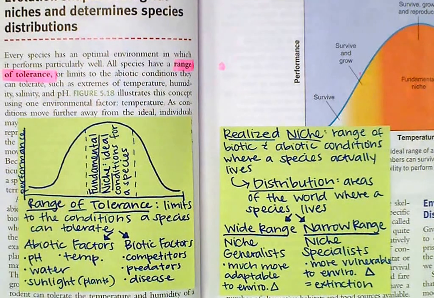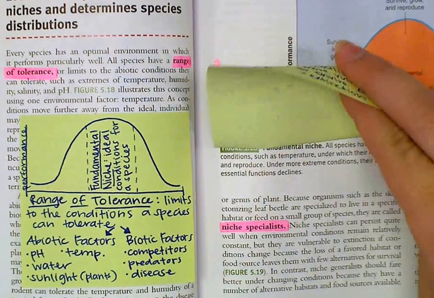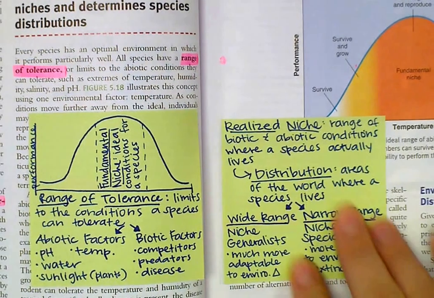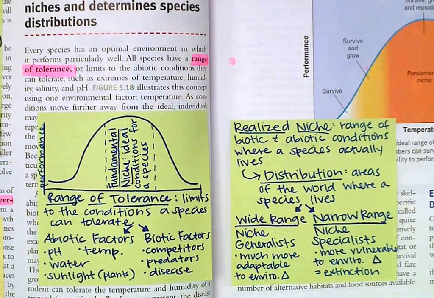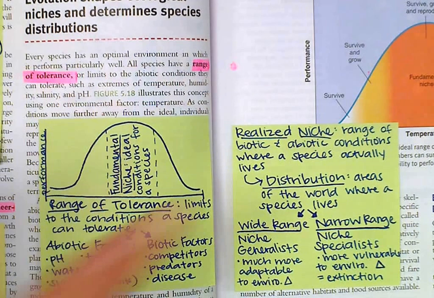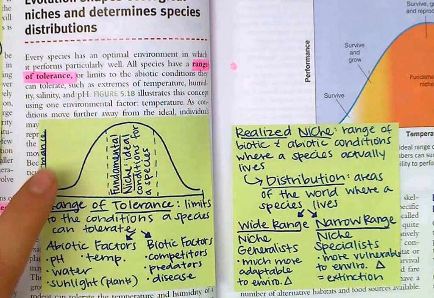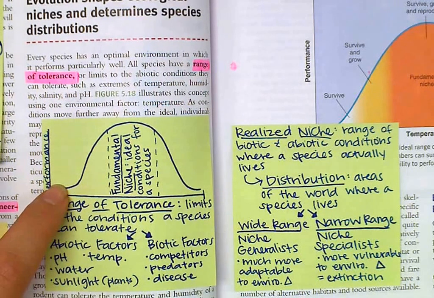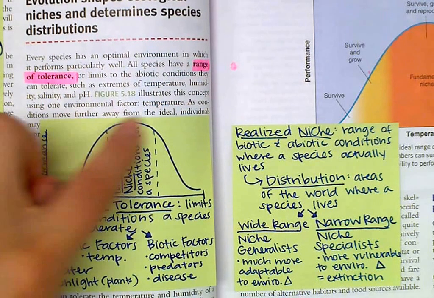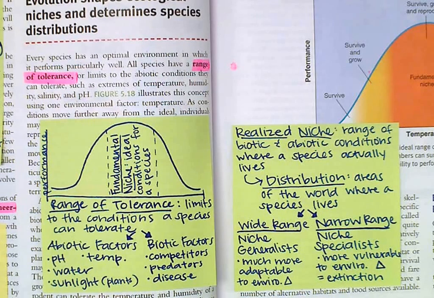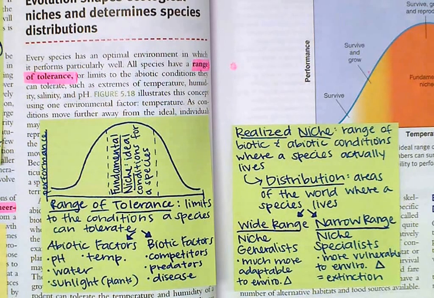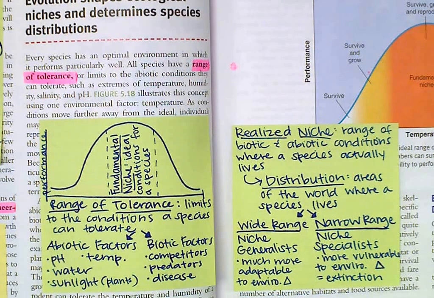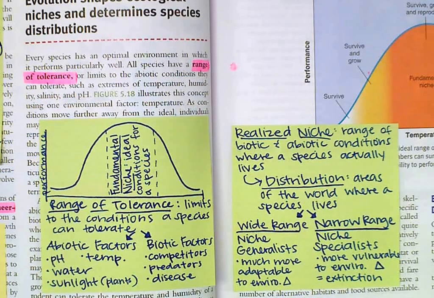It's a reproduction of figure 518. Okay, because it's kind of a bell curve. So there's low survival at the extreme ends of this environment, and then this is the optimal survival area. So that's called the fundamental niche, which is the ideal conditions for a species. Now that's going to be different for every single species out there.